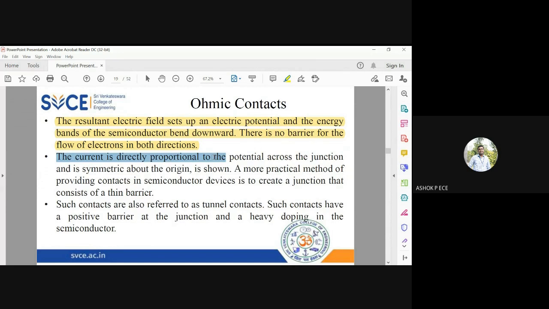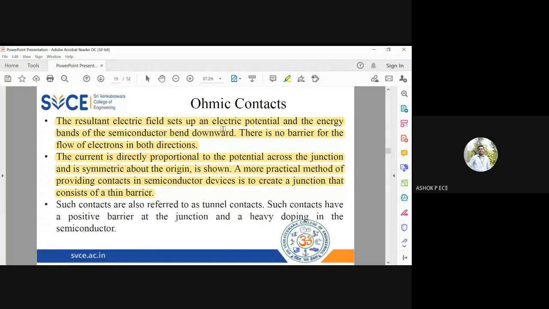A more practical method of providing this ohmic contact is to create a junction that consists of a thin barrier. See, the ohmic contact is not specifically designed for a metal semiconductor junction. It is just to take a metallic wire out of a semiconductor. I told you yesterday, right? When you have terminals and you want to take a wire from outside to connect to them, for example in a BJT you have emitter, base, and collector. In MOSFET and JFET you have source, drain, and gate, right? So everything is present inside the semiconductor.